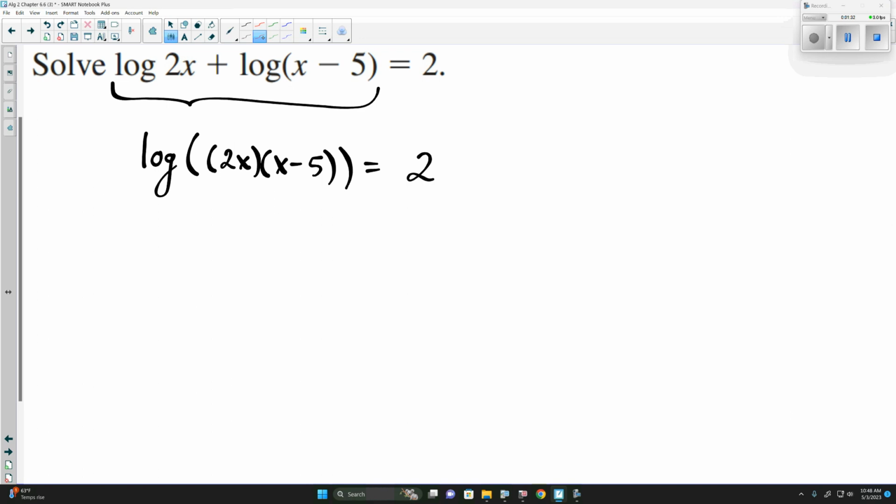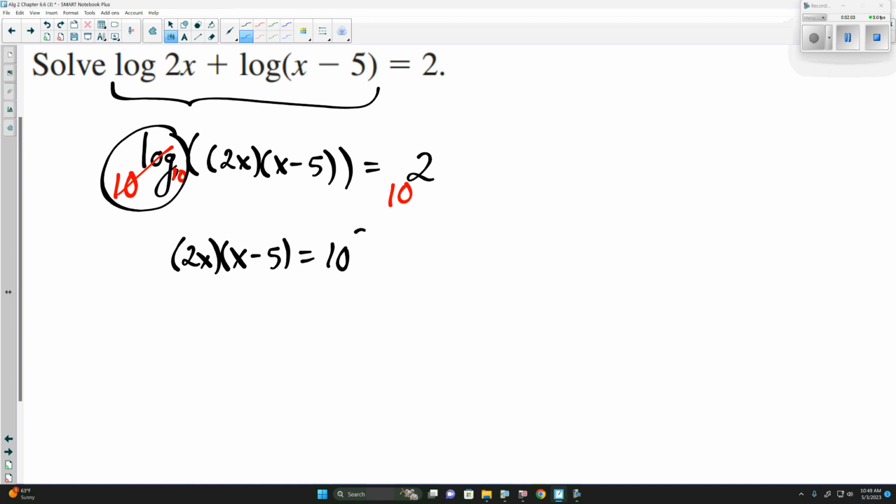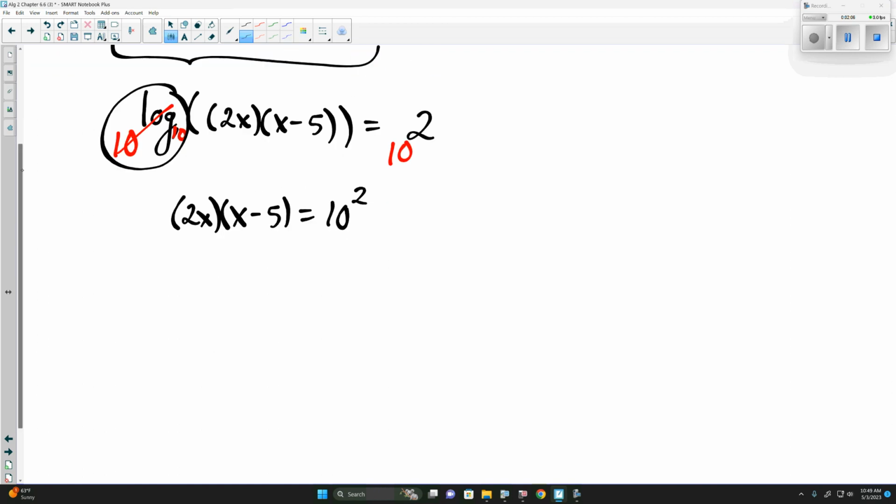Now at this point here, we're going to put both sides to the base of what? Because even though it's not written, this logarithm's base is understood to be 10. Because with log, if it's not written, it's understood to be 10. So we're going to put both sides to the base of 10. So 10 to the log base 10 is going to simplify out, leaving us with 2x times x minus 5 is equal to 10 squared.